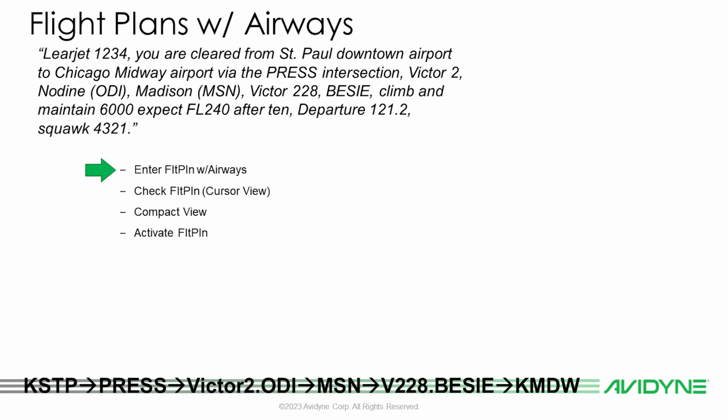Learjet 1234, you are cleared from St. Paul Downtown Airport to Chicago Midway via the Press intersection, Victor 2 to Nodine, direct Madison, Victor 228 to Bessie. Climb and maintain 6,000, expect flight level 240 after 10, departure frequency 121.2, squawk 4321.